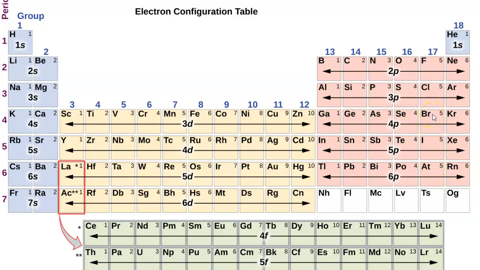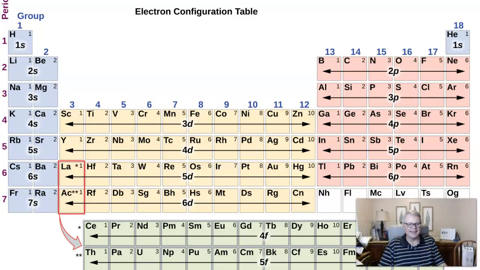How about bromine? Well, I'm in the fourth period: 1, 2, 3, 4, 4P. 1, 2, 3, 4, 5 across, 4P5. Yep, it is that simple. So why didn't I show you that first? Well, here's the reason I didn't show you that first.